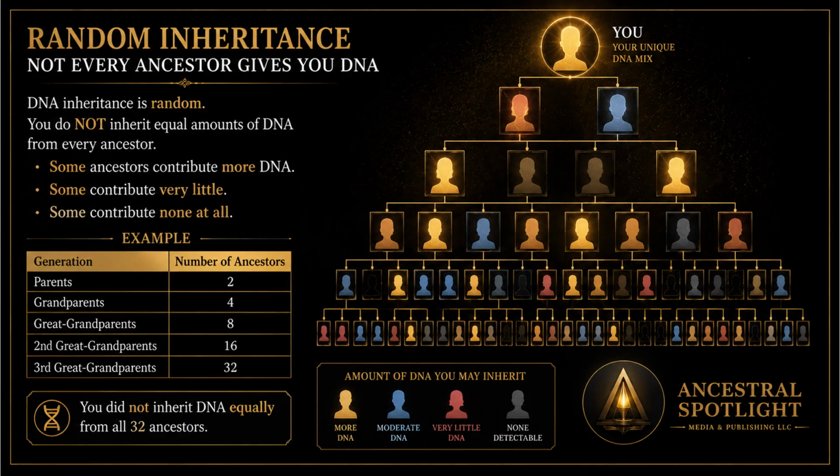This is one of the most surprising concepts for beginners. Although everyone has the same number of genealogical ancestors, we do not inherit DNA evenly from them. Think of DNA inheritance like dealing cards from a shuffled deck. Each generation receives a random selection of DNA. As you move farther back in time, some ancestors leave large DNA contributions, while others leave none that survive to the present. This explains why DNA tests cannot identify every ancestor in your family tree.